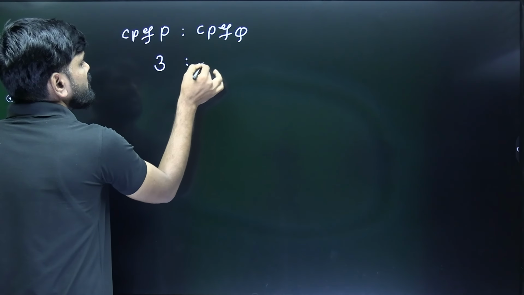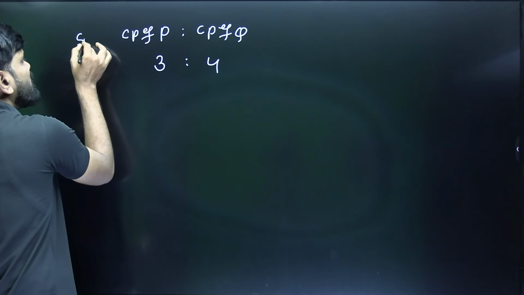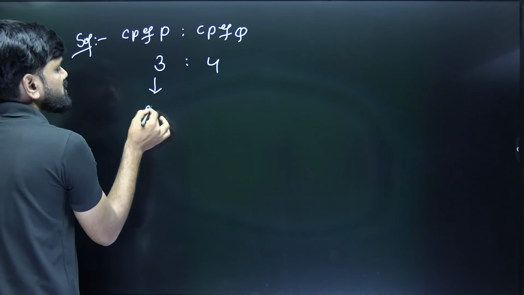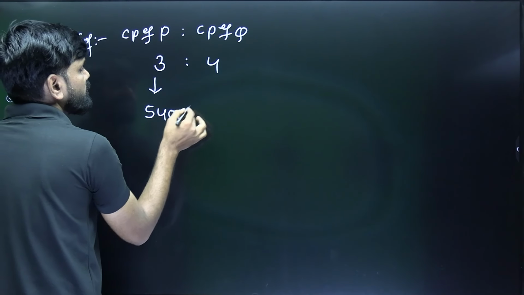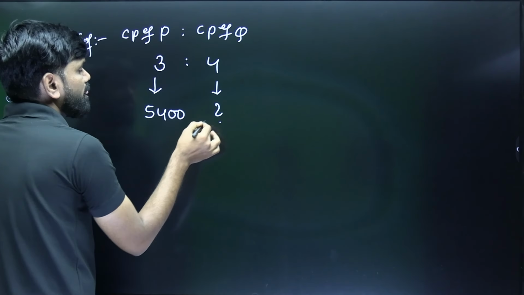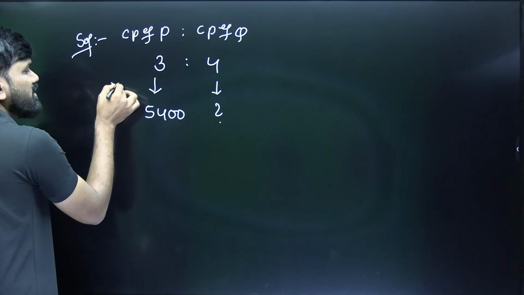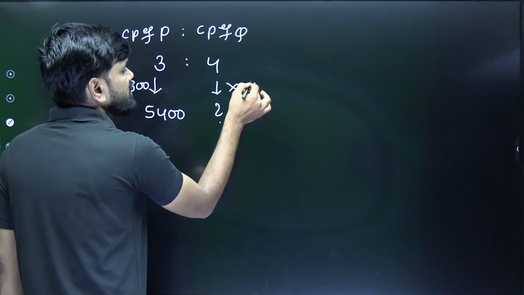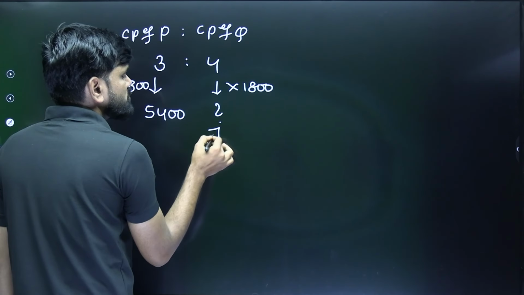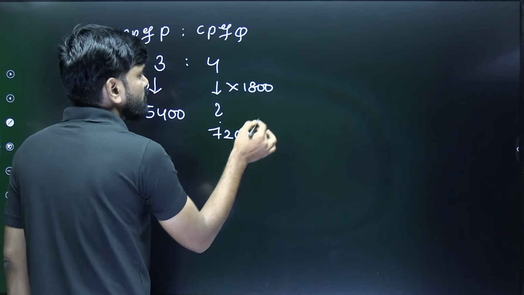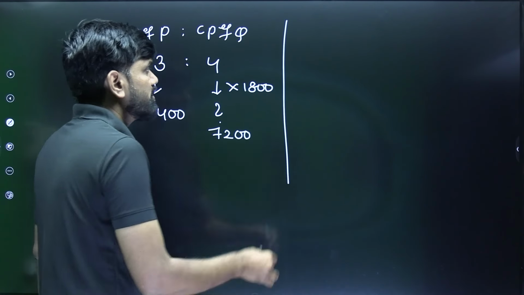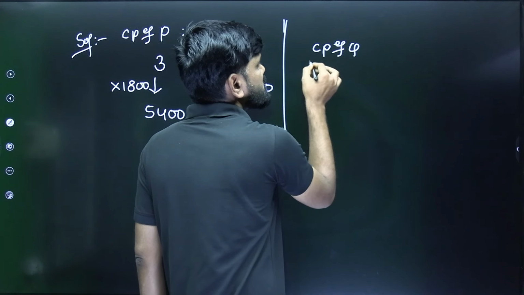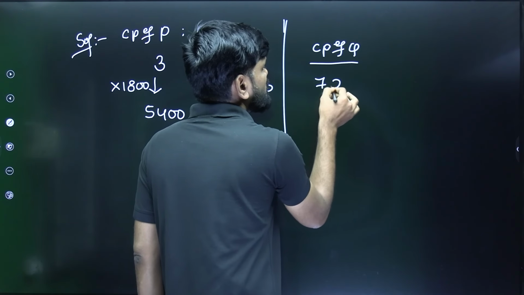This is the data given in the problem. And out of that, cost price of P is known as 5,400. This 3 parts is 5,400. This 4 parts is how much? As this is 1800 times, this should also be taken as 1800 times. That gives you the cost price of Q. Cost price of Q, I got it as 7,200.